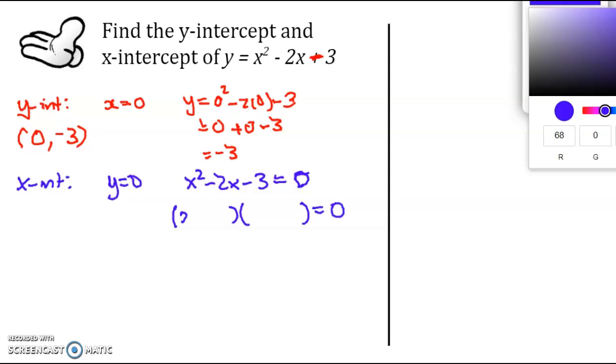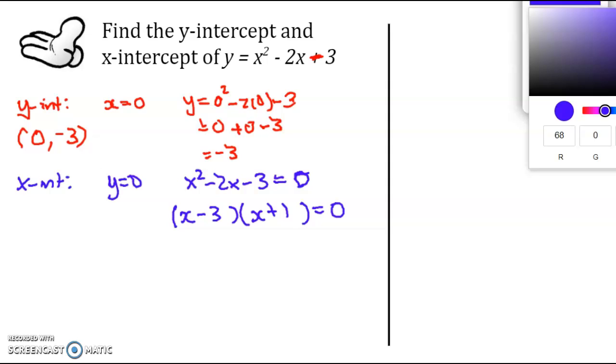The only way I can get x squared is if I split the x and x. I'm looking for two numbers that multiply to negative 3 but add to negative 2. That's going to be negative 3 and 1, right? So negative 3 times positive 1 is going to be negative 3, and if I add negative 3 plus 1, that's going to be negative 2. So this works out, and you can quickly check using FOIL.